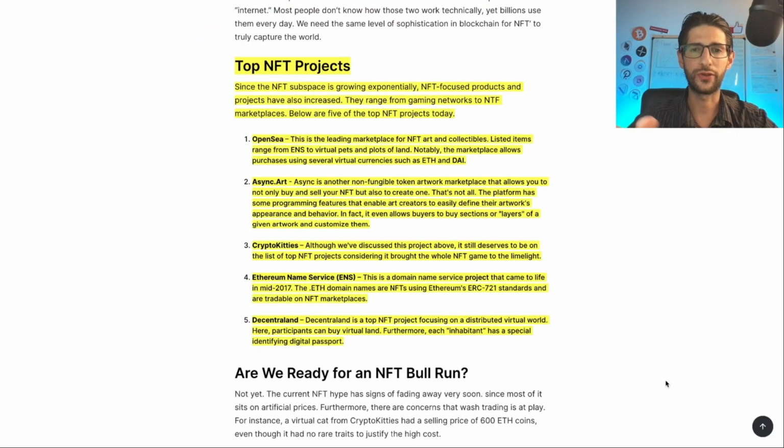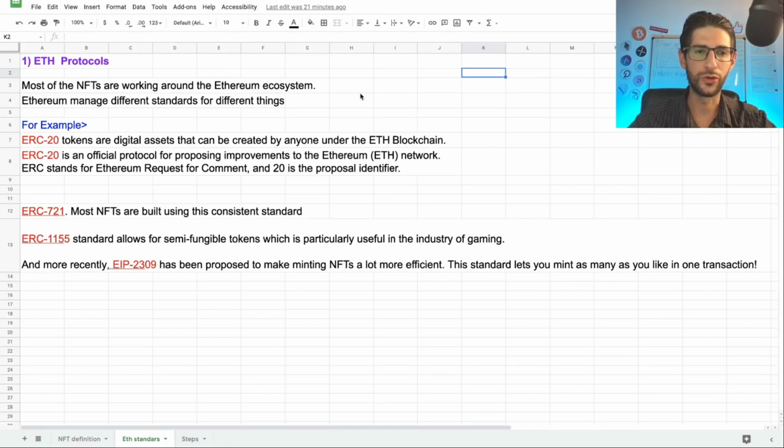Most of the top projects of NFTs are running over the Ethereum blockchain. For example, OpenSea, which is a platform where you can buy NFTs, CryptoKitties, NBA Top Shot also, and Async.art are all running over Ethereum. Then we have Decentraland, which uses the cryptocurrency MANA to buy virtual NFTs. It's not over Ethereum, but actually most NFTs are running on Ethereum. So that's why I want to review the protocols of Ethereum for that. Most of the NFTs are working around the Ethereum ecosystem.